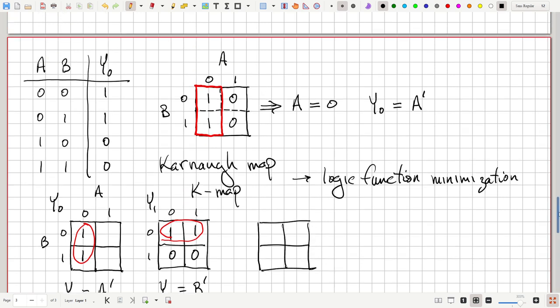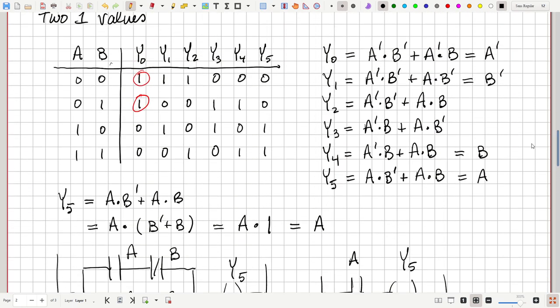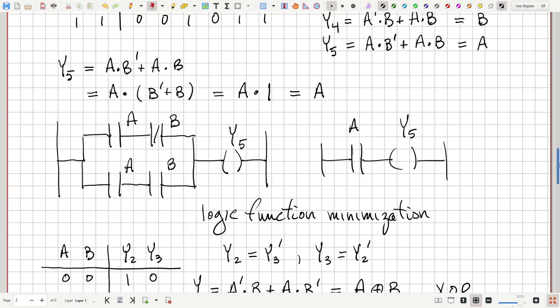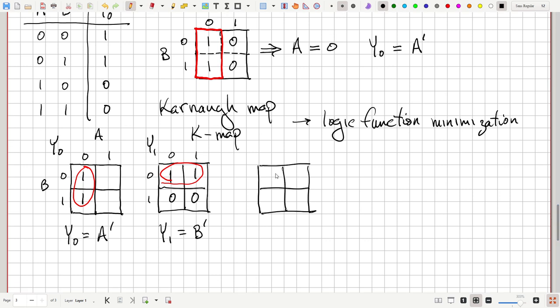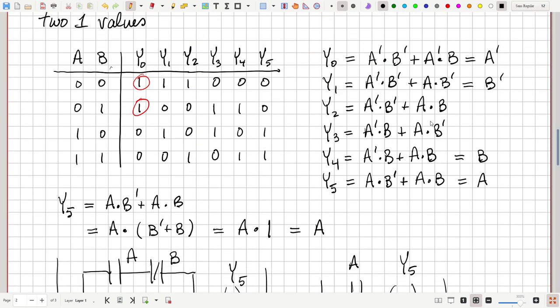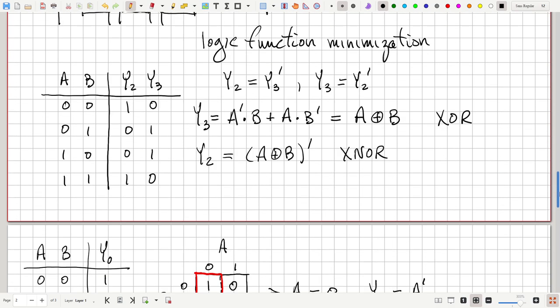And let's go to y2. That's here, 1001. Here are the A values and the B values. And this is y2. And we don't have a block, right? These ones don't form a row or a column. They're disjoint. So that tells us we can't reduce that logic function any farther than we had up here: not A and not B, or A and B.